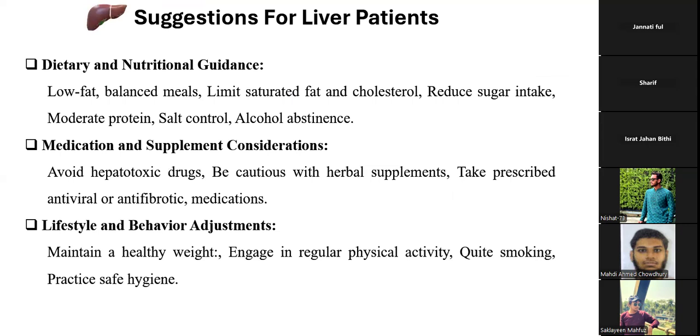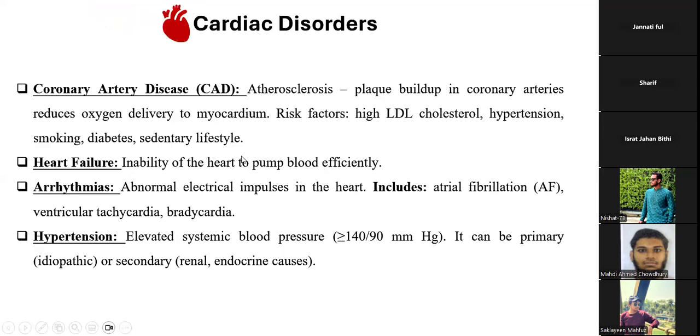Suggestions for liver. Dietary and nutritional guidance: they should take food which includes low fat, balanced, which means limiting saturated fat and cholesterol. Reduce sugar intake, moderate protein, salt control, alcohol abstinence, etc. Medication and supplement considerations, lifestyle and behavior adjustment: maintain a healthy weight, engage in regular physical activity, quit smoking, practice safe hygiene.